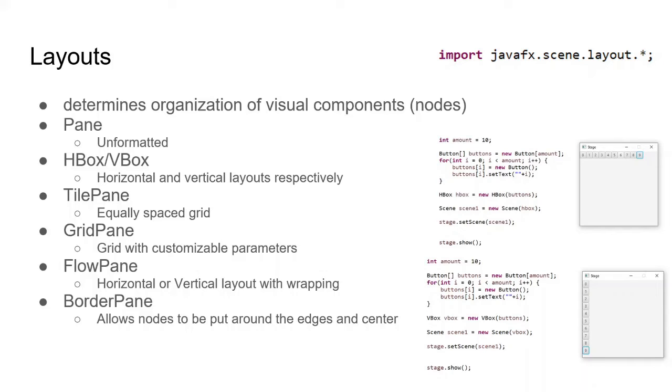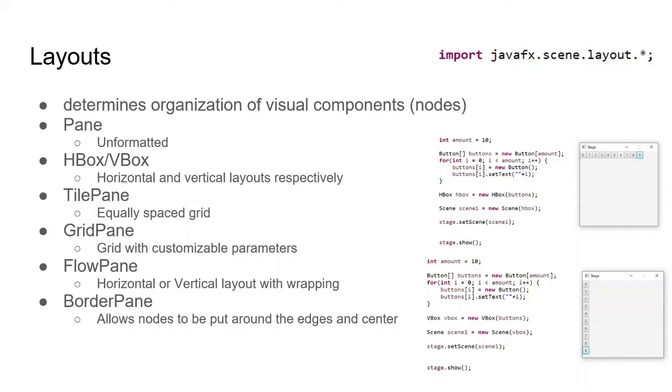So you might have seen last slide that we have something called an H-box. And an H-box is a type of layout. Layout determines how nodes, which are the visual components of a program, are, well, laid out. So our basic layout is a pane. A pane is an unformatted layout.